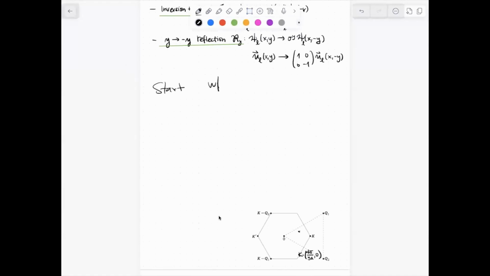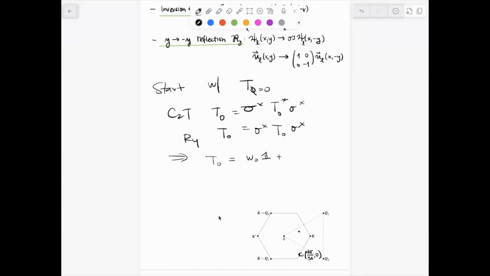So we start with writing down T of Q equals 0. That's going to be, I think we can agree, probably one of the more relevant tunneling operators, the sort of constant term. From C2T, we get that T is sigma x, whereas Ry tells us this. Conclude that T naught has to take this form. These are real.